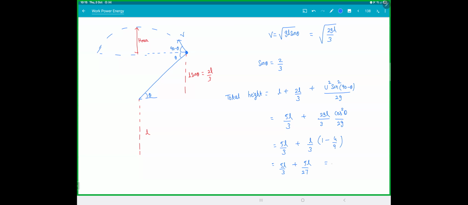Multiply 9 there, 9 by 45, 50L/27. If you see, it is slightly less than 2L. If you had got 54/27, you would have got 2L. So you didn't reach the H max. The reason is that at the highest point your speed is not 0. You still have u cos theta. Don't forget that. So your height is slightly less than the 2L height.